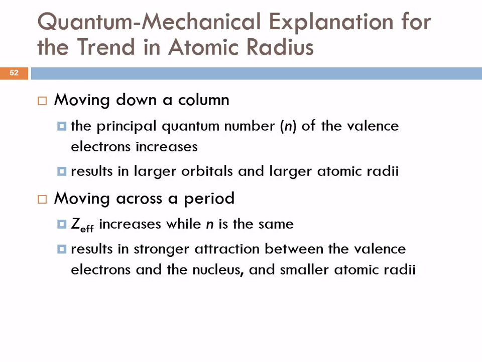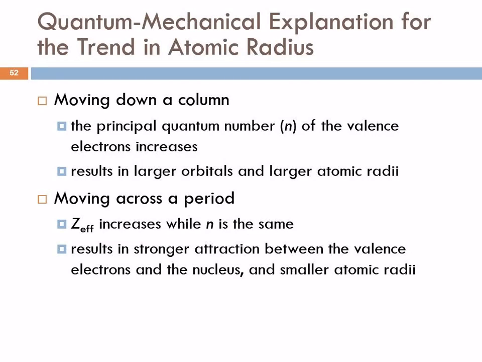When we go across, though, the effective nuclear charge is increasing, but the principal quantum number is the same. This gives us a stronger attraction between the valence electrons and the nucleus, and thus we get a smaller atom.